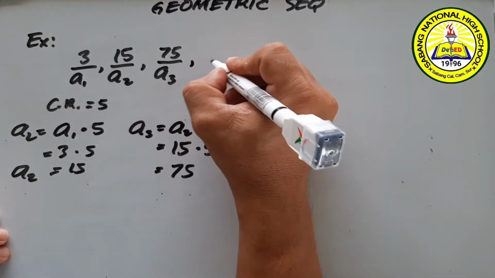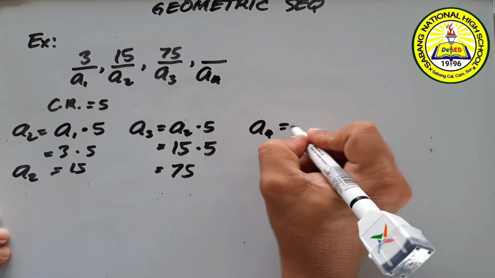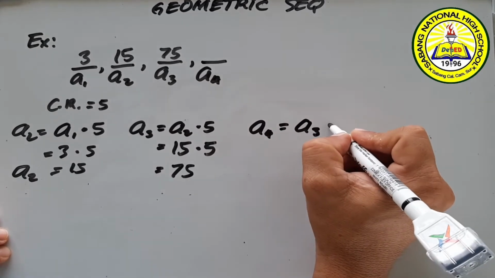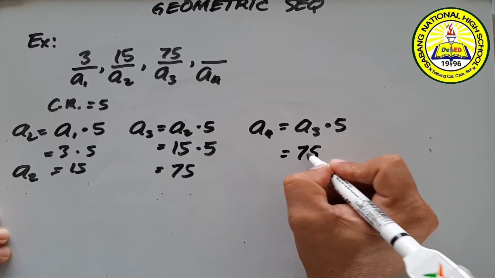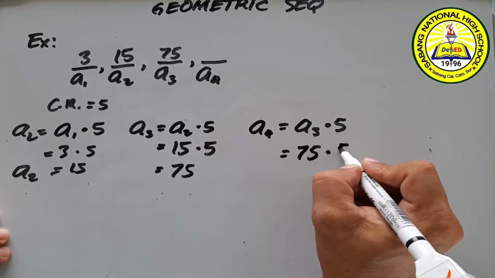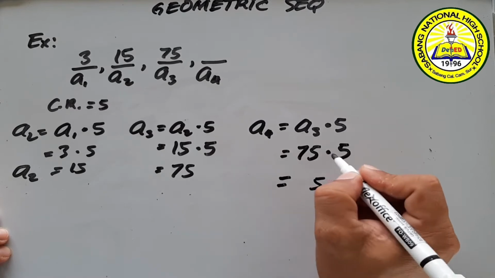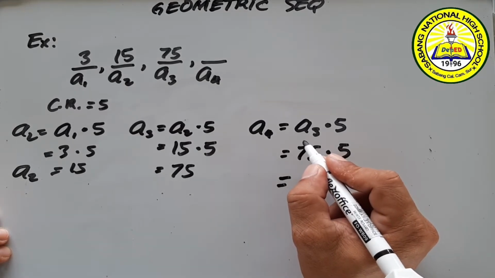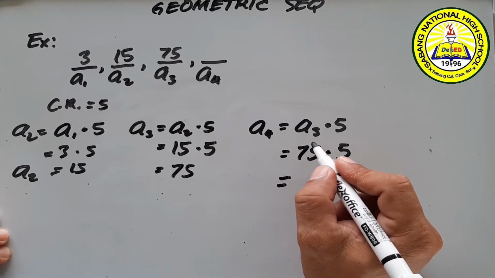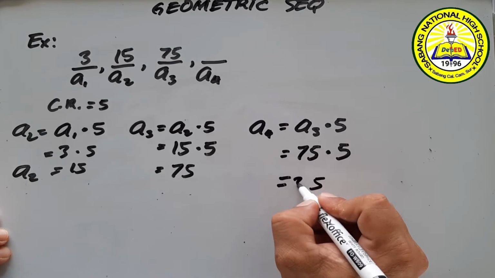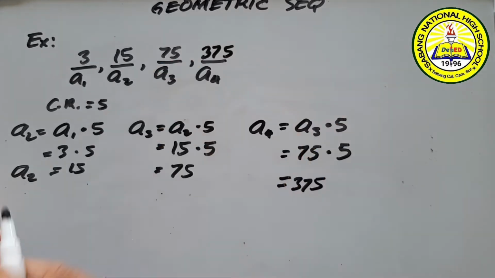Next, if we are going to find again the fourth term, a sub 4, a sub 4 is equal to a sub 3 times 5. That is 75 from a sub 3 times again the common ratio, which is 5. 5 times 5 is 25. Carry 2. 5 times 7 is 35 plus the 2 is 37. 375. So we have 375 for the fourth term.